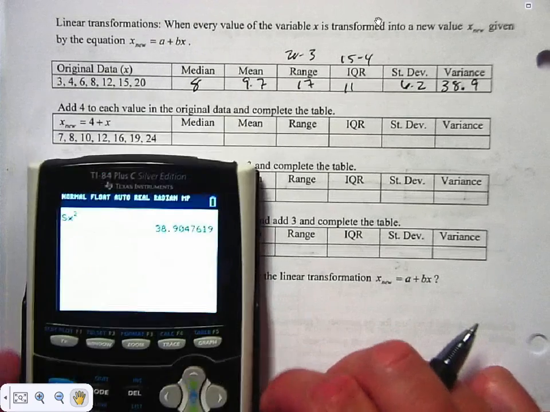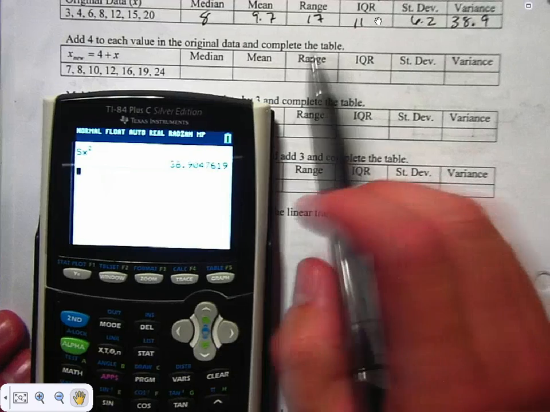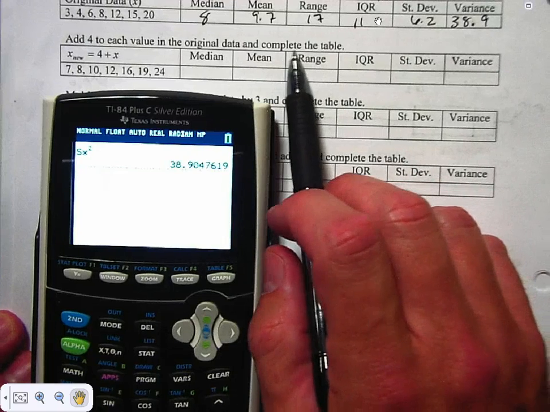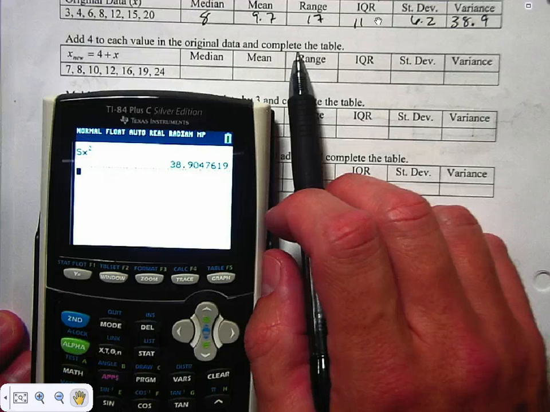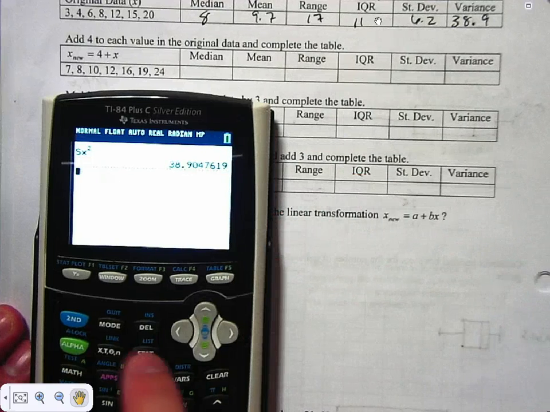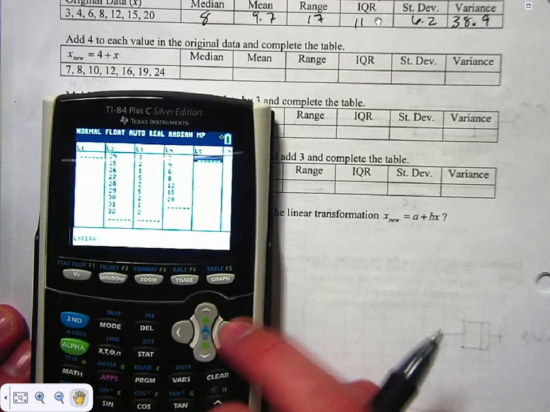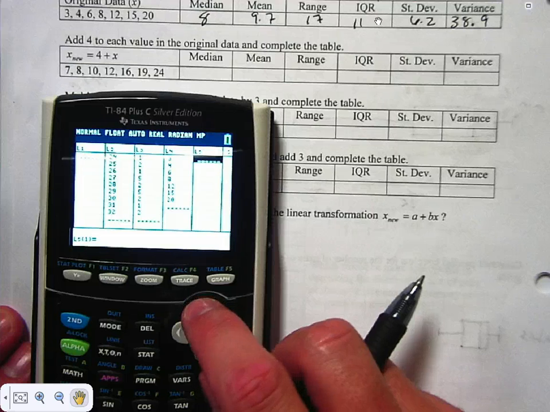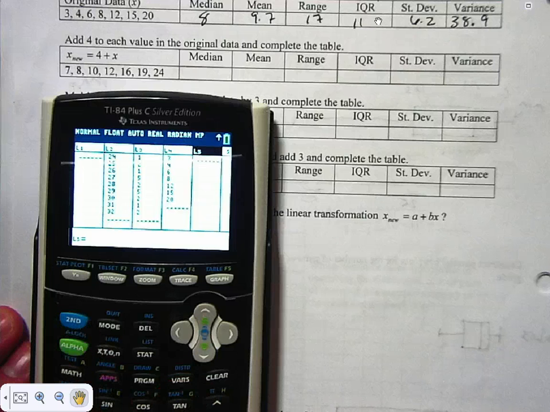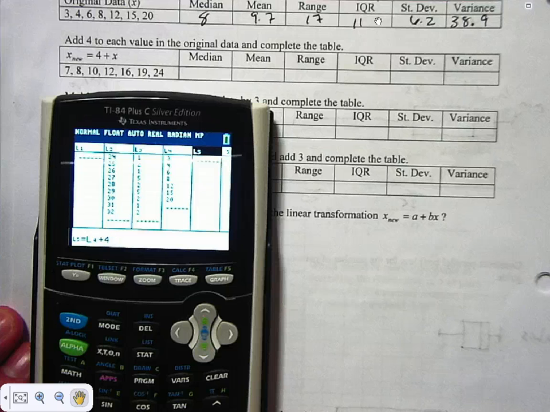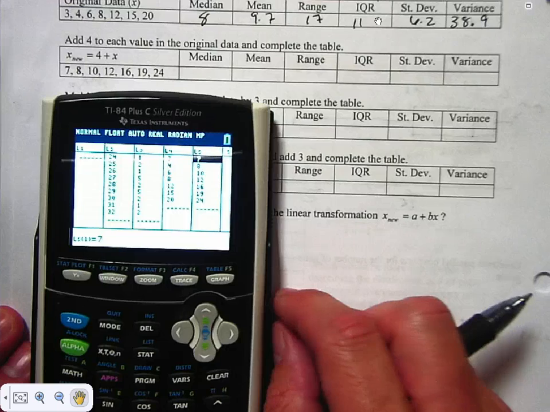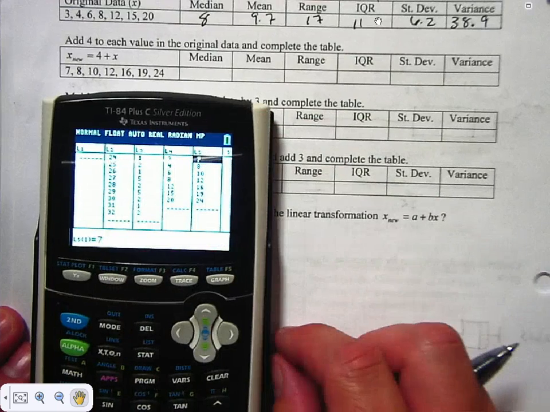Now, what happens if we add 4 to each value in the original data and complete the table. Okay, let's find out. Let's go back into my list. And I want to add 4 to all of these guys. So I'm going to arrow over to L5, arrow up to the title of L5. And I'm going to tell it to take list 4, so type in second 4 for list 4, and I'm going to add 4 to each of those. And there, it populates all those values, so you can see 17 to 24.